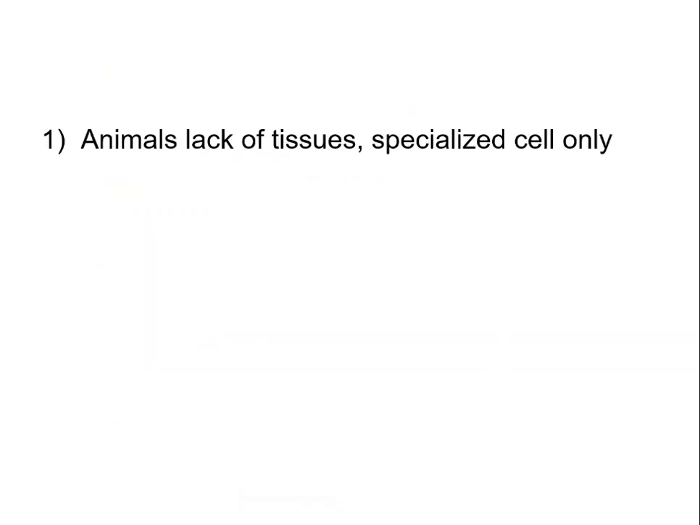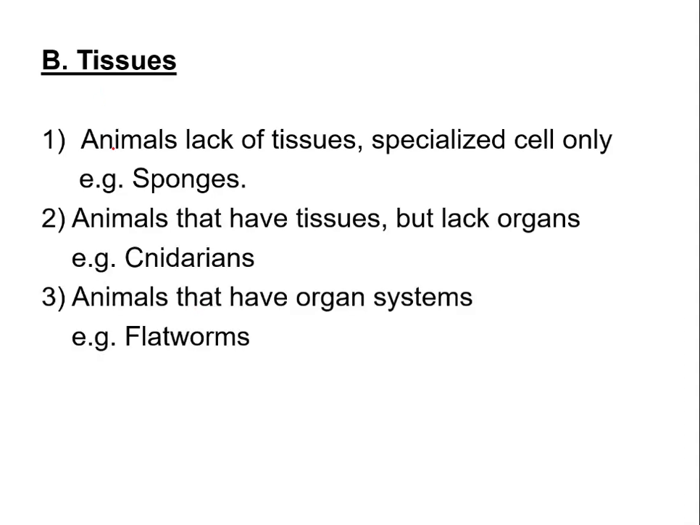Next, we go to the second category, tissue. Some animals lack tissue, but they just have specialized cells, like sponges. So remember, sponges, which are in the phylum Porifera, are the only animal phylum that do not have tissue, but they just have specialized cells. So from Cnidarian onwards, all the animals have tissue. And some animals have tissue but lack organs.